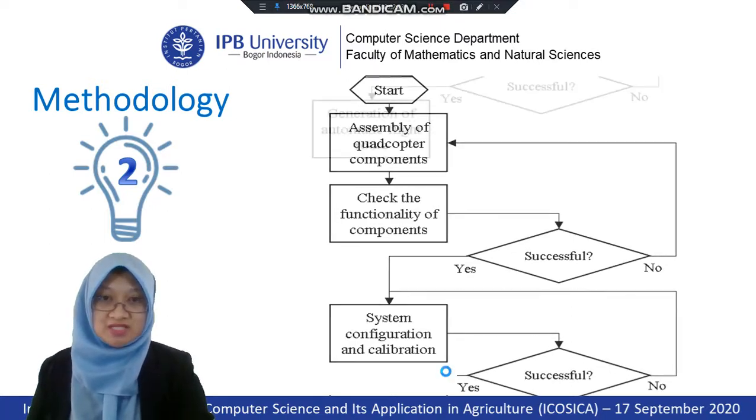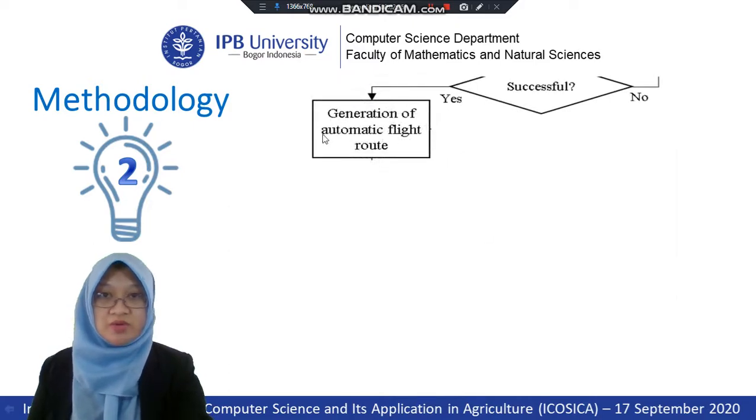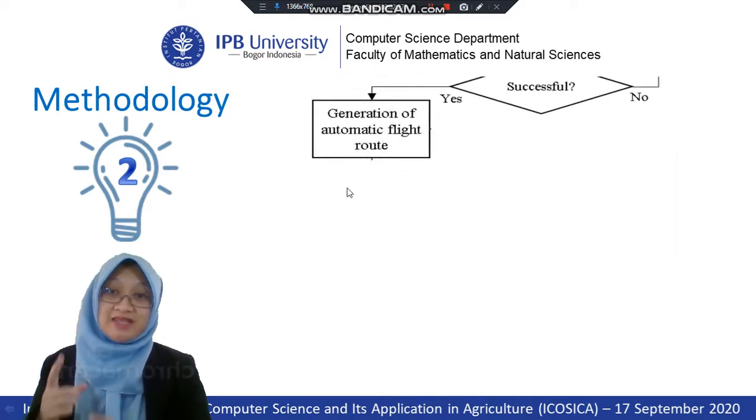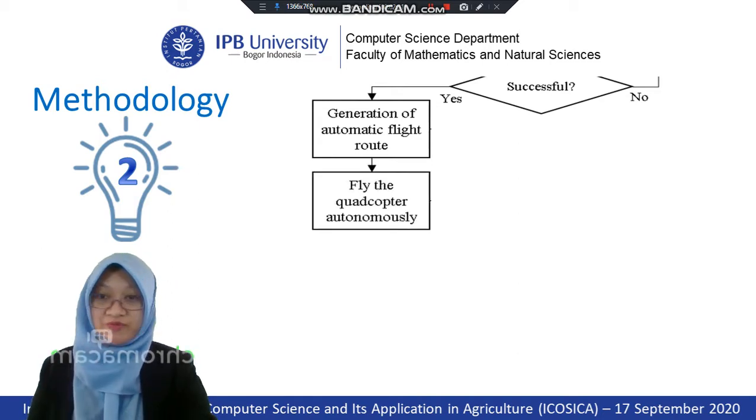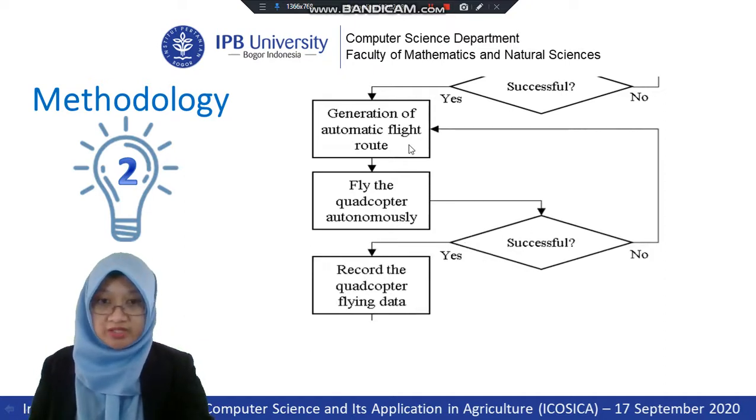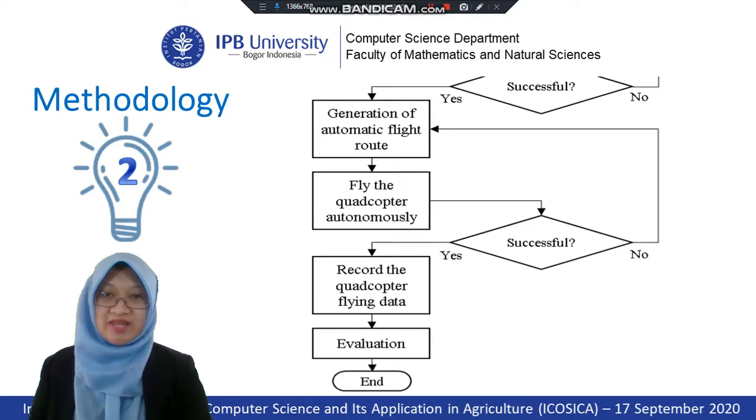If this is successful, we move on to the generation of automatic flight route, the circular and the rectangular type. And then we fly the quadcopter autonomously following the generated routes. Then we record the flying data, and then we end the research with evaluation and determination of future works.